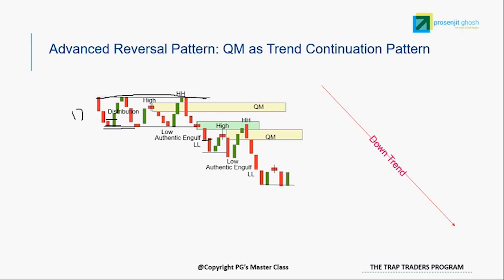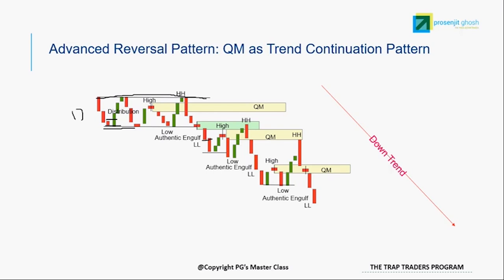Okay, so then price will move down. This is a downtrend established because after distribution price is coming down. Price moves up, tests the QM again, comes down, and again it engulfs a low. So again you can say there is a high, there is a low, there is a higher high, and there is a lower low, and the authentic engulf has happened. So though price has moved up and tested the QM here and dropped, with this drop price again created another QM in the chart.